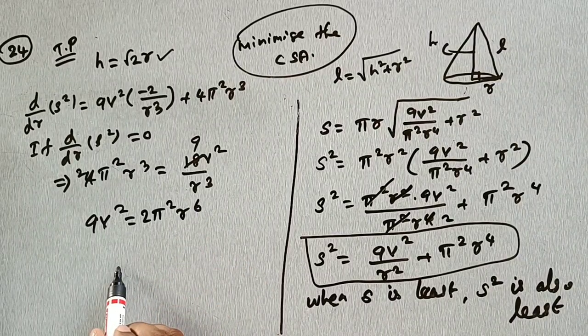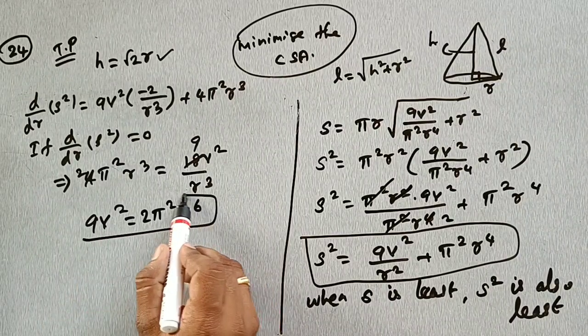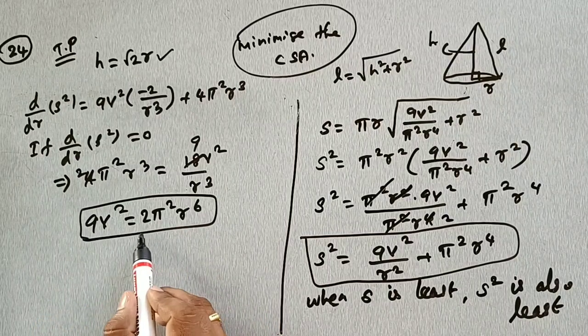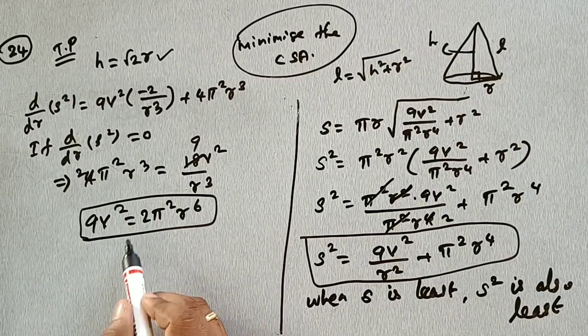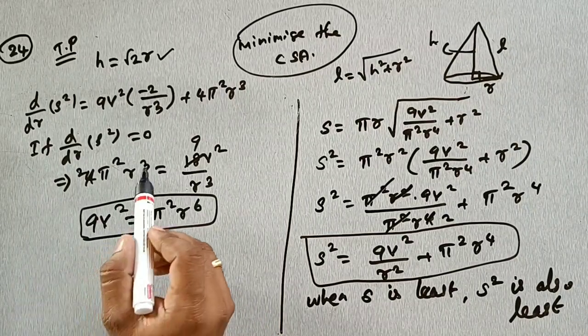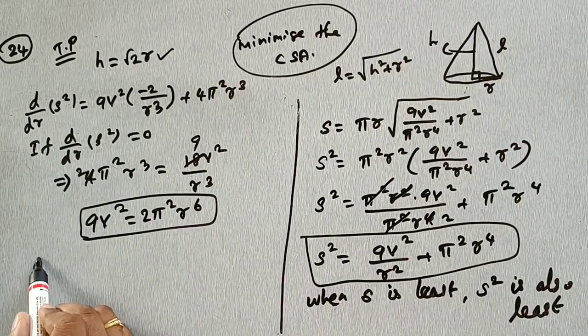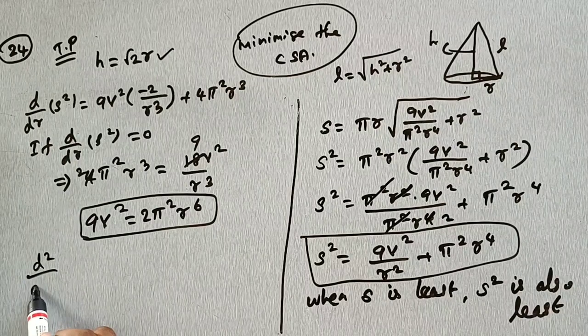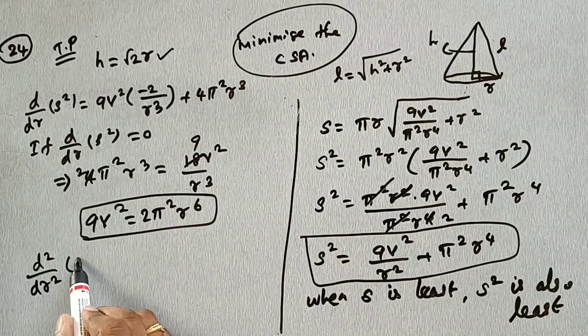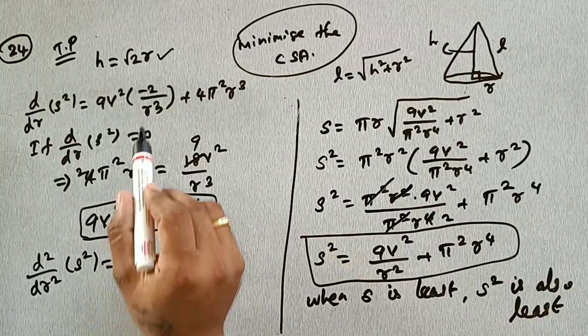This is the value of 9v square. So we can keep this. Next we have to find the value of the second derivative. Second derivative means again differentiate this function with respect to r. So d square by dr square of s square, that is the differentiation.